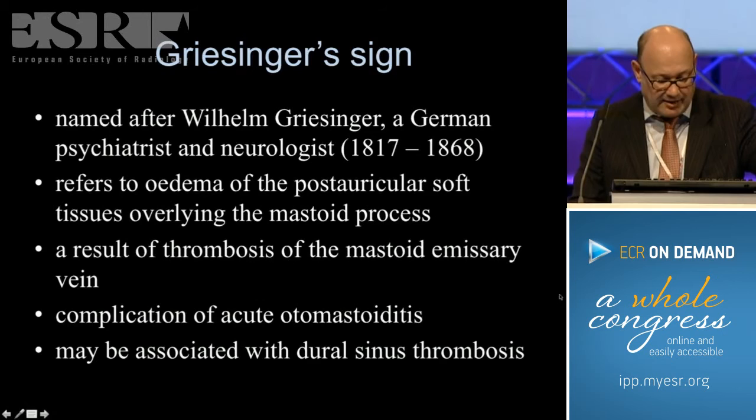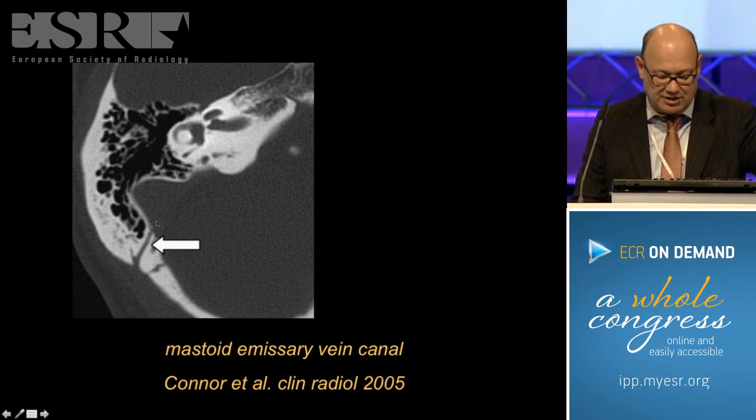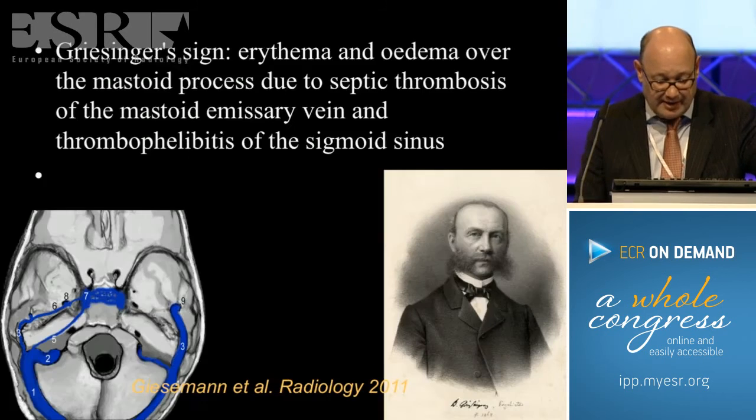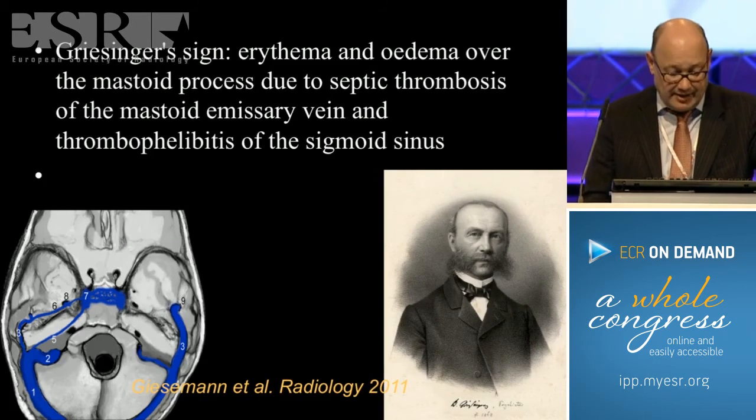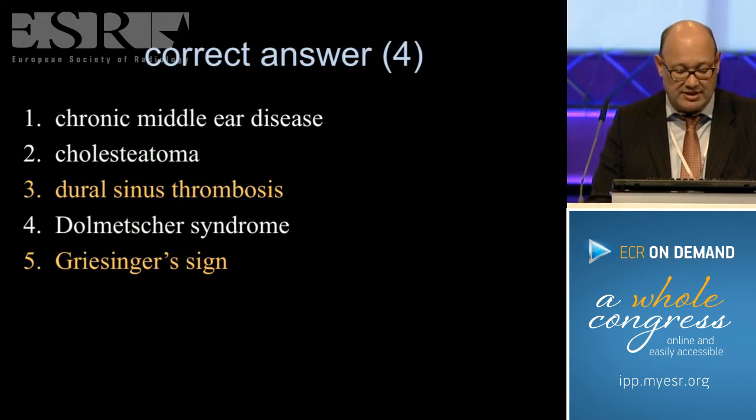Actually, Griesinger's sign, which is referring to edema in the post-auricular soft tissues, is typically what this patient had, and is due to a thrombosis of the mastoid emissary vein. I will show you on this slide, this canal is the mastoid emissary vein canal, and there's a small vein running through this. When it gets thrombosed, you will have reddishness of the ear, and you will have edema in the auricular soft tissues. So Griesinger's sign was the correct diagnosis, together with dural sinus thrombosis.